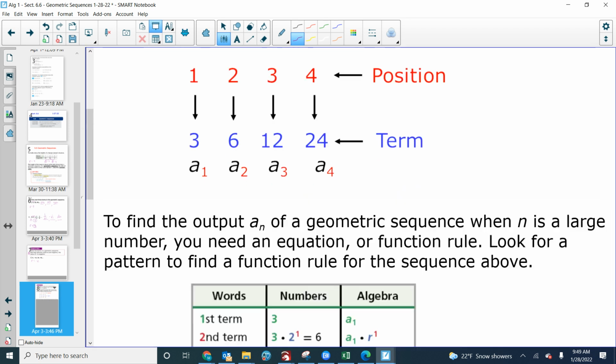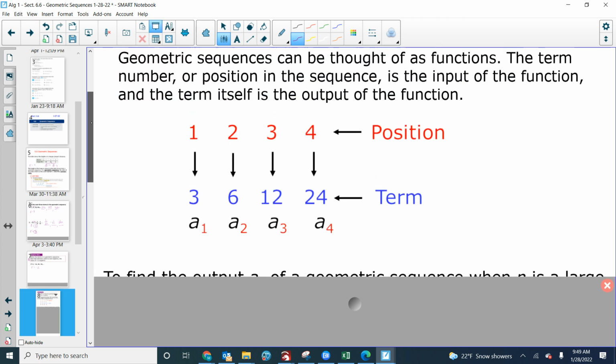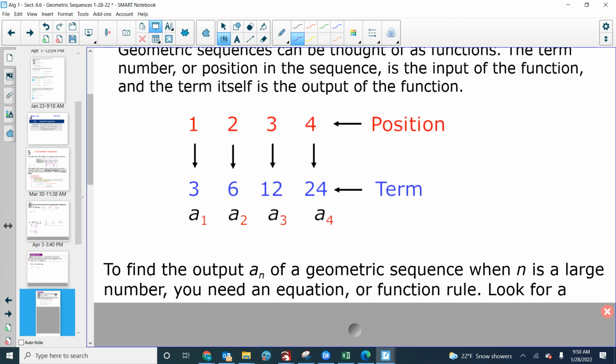Again, just like we did Tuesday or Wednesday, each number in the sequence has a position. The first term is a sub 1. The second one is a sub 2. It's the same thing we did Wednesday. Same thing.